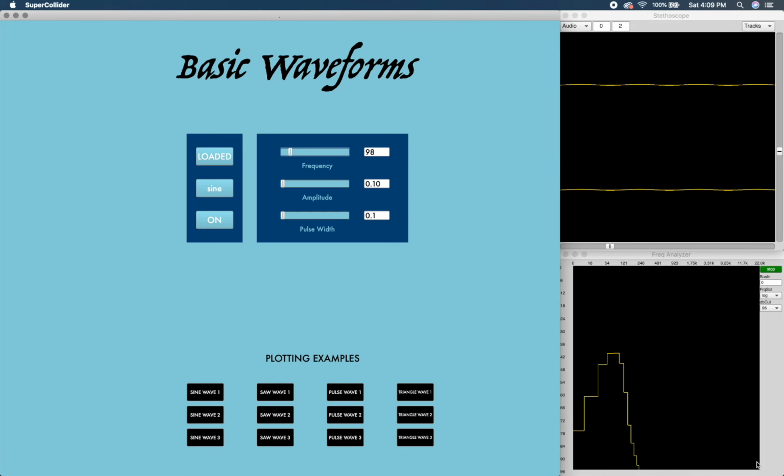If we were analyzing a saw wave, a pulse wave, or a triangle wave, we would see many peaks and valleys. And you will be noticing this in the next video tutorial. But for right now, since we're only analyzing the sine wave, there are no peaks and valleys. There is only the fundamental frequency, this one big peak.